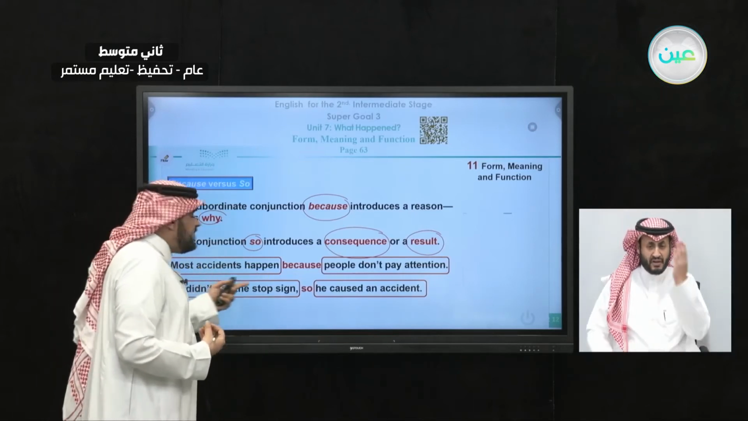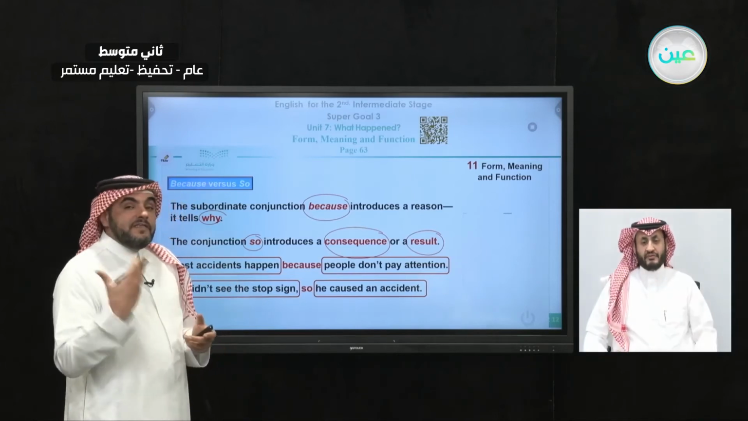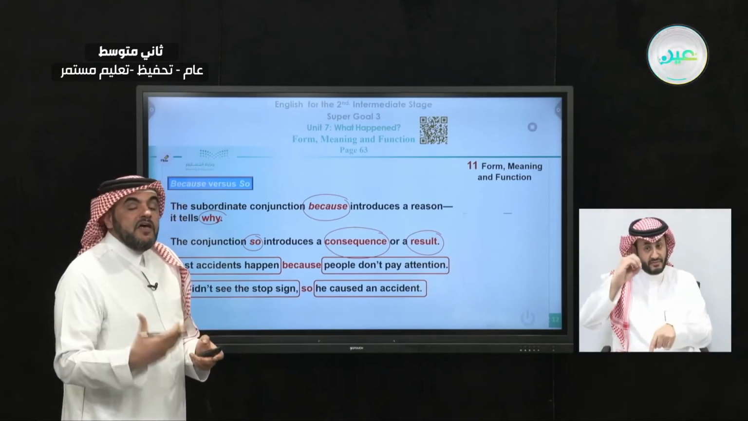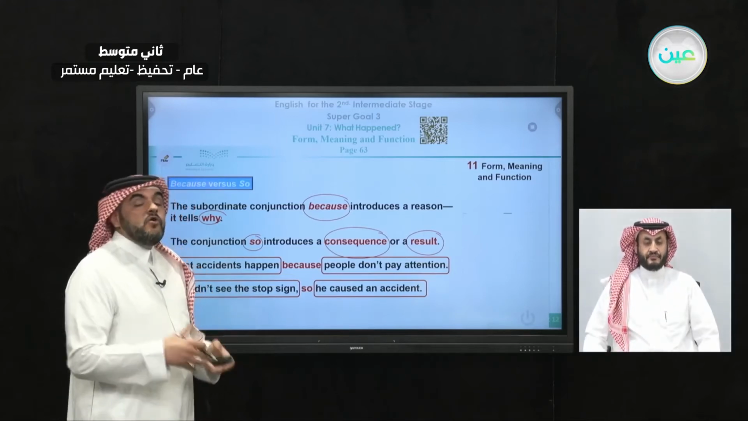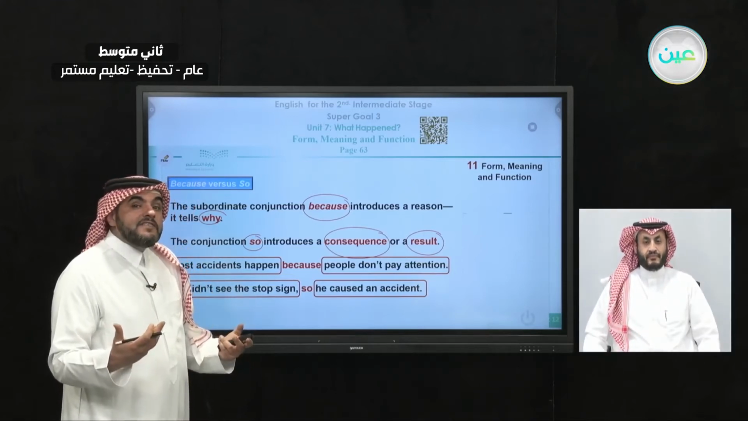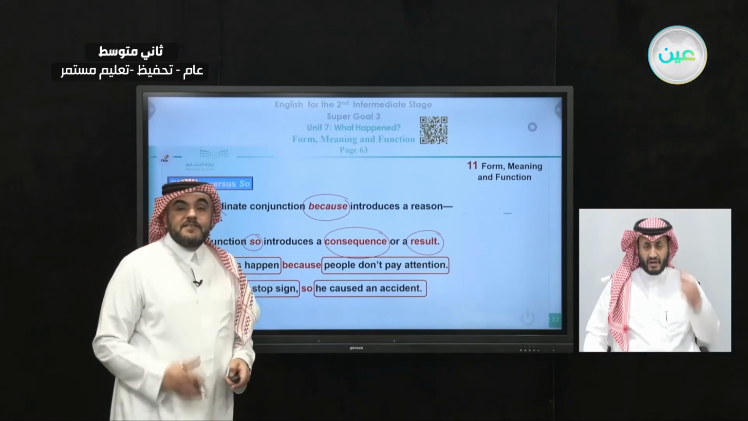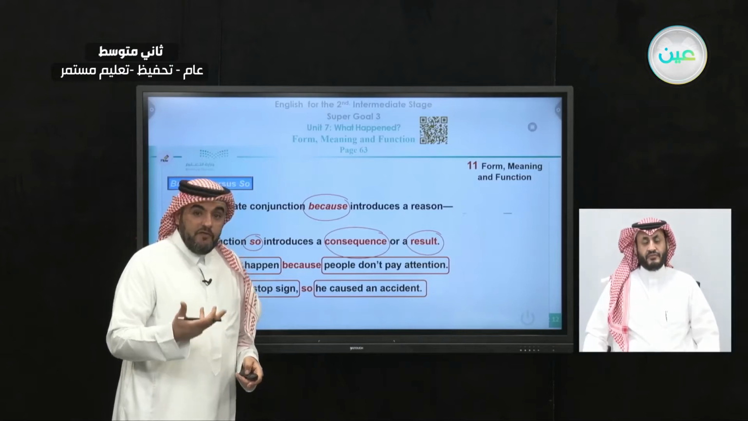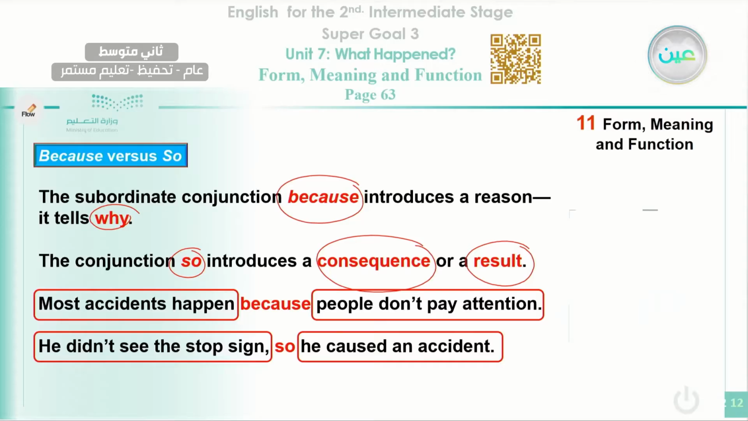He didn't see the stop sign. There was a stop sign on the road, but the driver did not see it. If he or she did not see the stop sign and passed the road, that might cause an accident. So this is what happened. So he caused an accident. This is a result of not seeing the stop sign or not stopping at the stop sign.